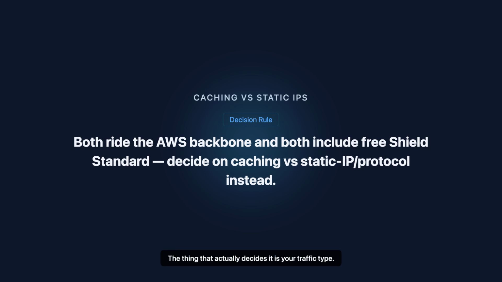The thing that actually decides it is your traffic type. Cacheable web content points to CloudFront. Non-cacheable traffic that needs static IPs points to Global Accelerator.